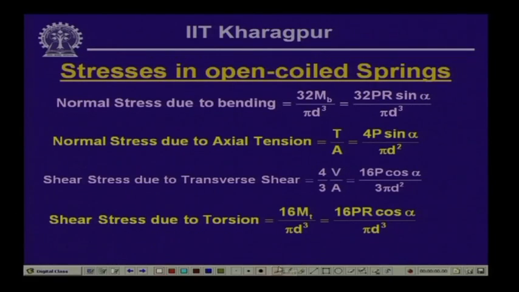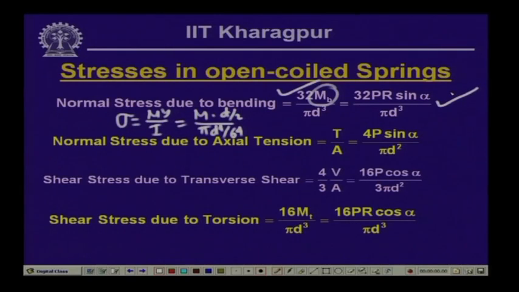So, these are the stresses that we have. Normal stress due to bending is, because it is circular in cross section, and as I have told you, sigma is equal to M y by I, and as you know, for circular cross section I is equal to pi d^4 by 64 and y is d by 2. So, this is M b d by 2 divided by pi d^4 by 64, and this gives rise to 32 M b by pi d cube, and M b as you have seen is equal to P r sin alpha. So, if you substitute, this gives you 32 P r sin alpha by pi d cube.